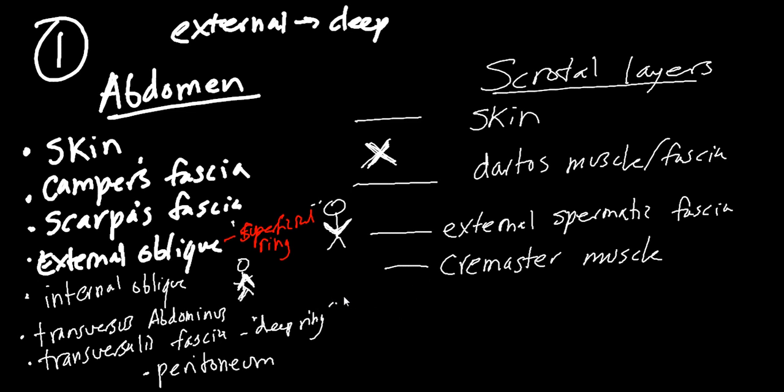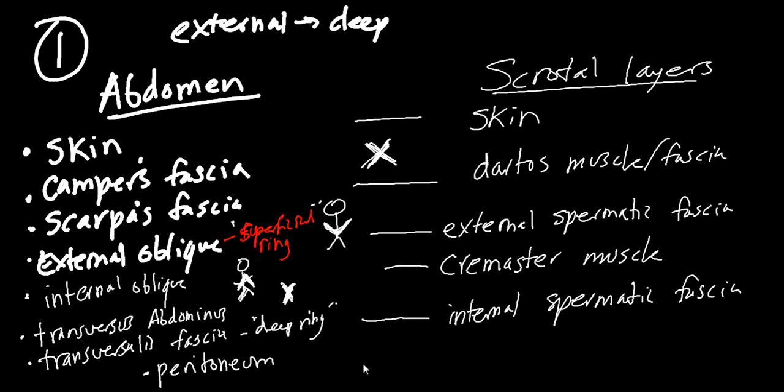Your transversus abdominis is not going to have a derivative. Your transversalis fascia is, however. So this X goes for the transversus abdominis muscle, but your transversalis fascia does. This is going to create your internal spermatic fascia. Okay, and then lastly, your peritoneum is going to give rise to the derivative of the tunica vaginalis. Okay, so these are the basic layers and the correlates.